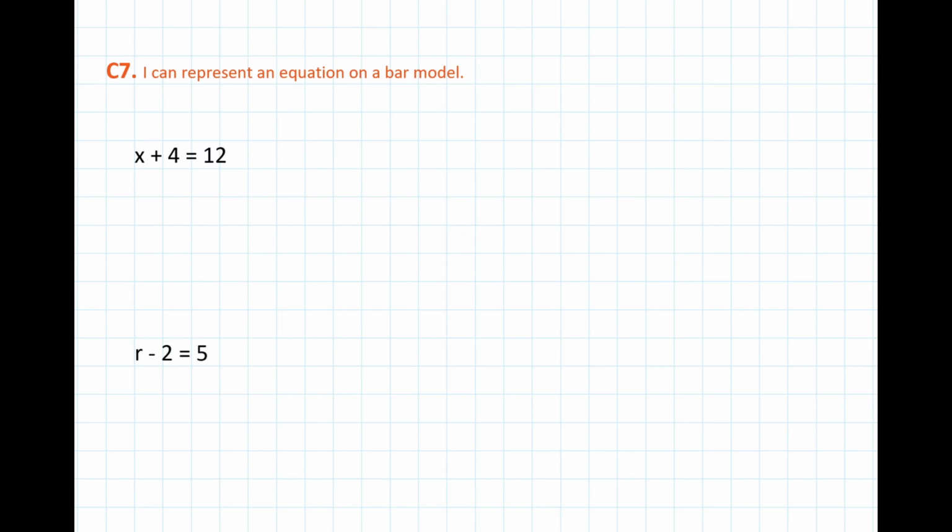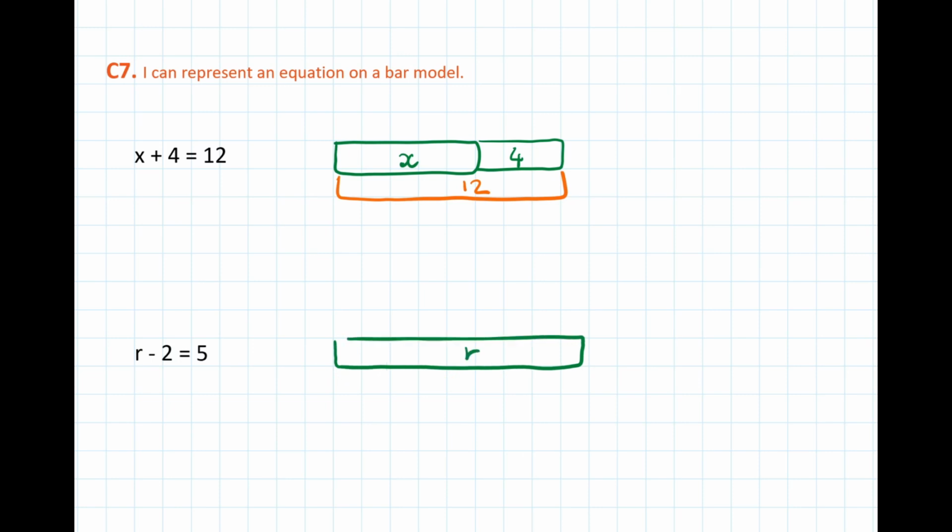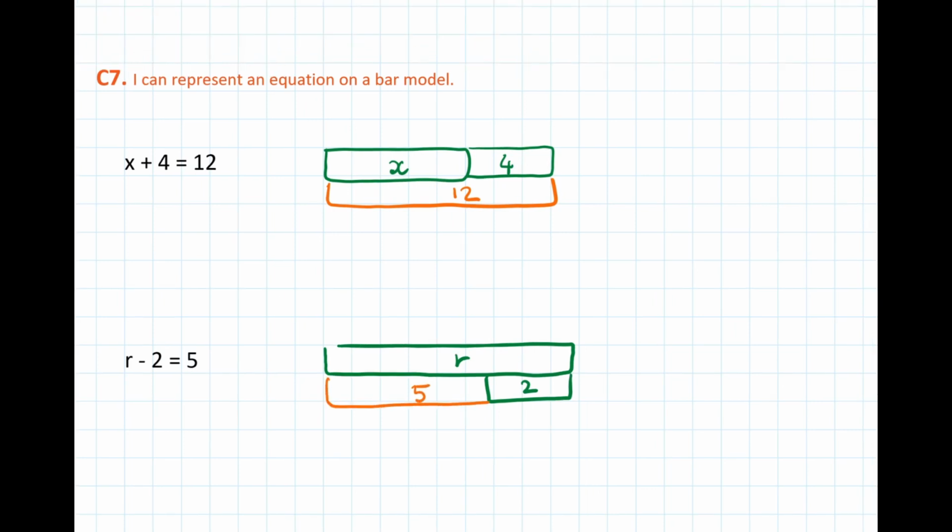So the addition one will look like this. We know that we have an unknown, x. We add 4 to that. And the result will be 12. The subtraction will look like this. We have r. We take away 2 from it. And the result will be 5. We can now write down our number sentences using these bar models.